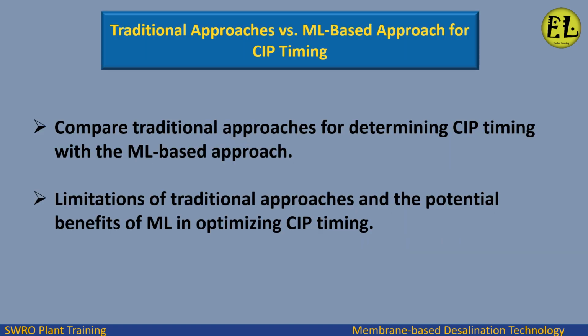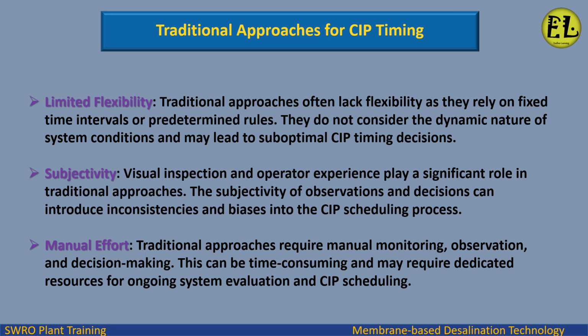Compare traditional approaches for determining CIP timing with the ML-based approach: limitations of traditional approaches and the potential benefits of ML in optimizing CIP timing. In traditional approaches for CIP timing, limited flexibility. Traditional approaches often lack flexibility as they rely on fixed time intervals or predetermined rules. They do not consider the dynamic nature of system conditions and may lead to suboptimal CIP timing decisions.